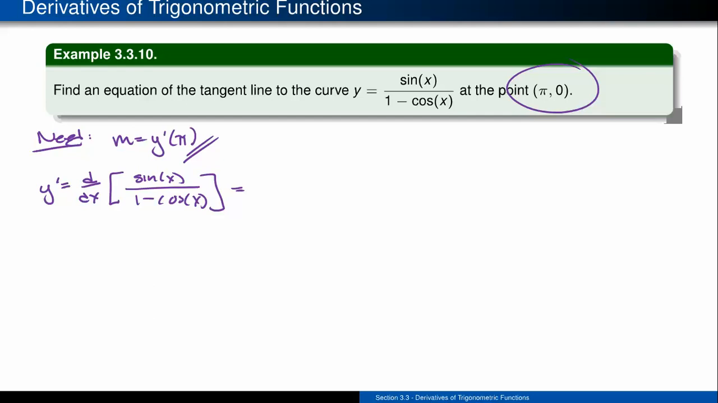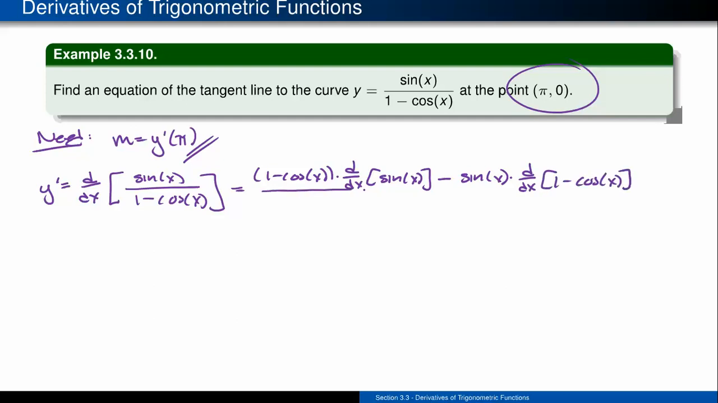What I'm going to get is the low term, which is 1 minus cosine of x, multiplied by the derivative of the top part, which is simply sine of x. I'm subtracting the top part, or the high term, multiplied by the derivative of the bottom, which is 1 minus cosine of x. And I'm taking all of that and dividing it by 1 minus cosine of x quantity squared.